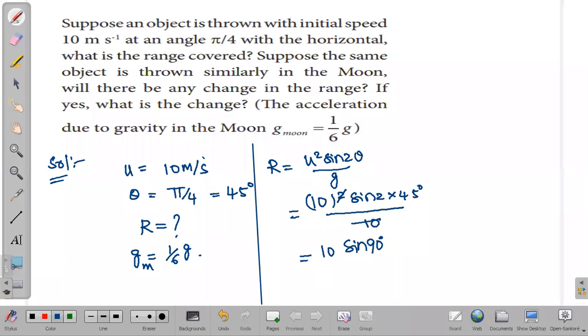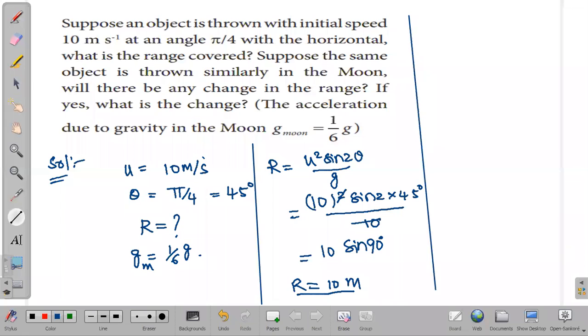So 10 into 1. So what we got? Range is 10 meters. Okay, so range is nothing but horizontal distance only, so we can take it as units of meter. Now, what else did they ask? They asked what happens if the acceleration due to gravity changes.